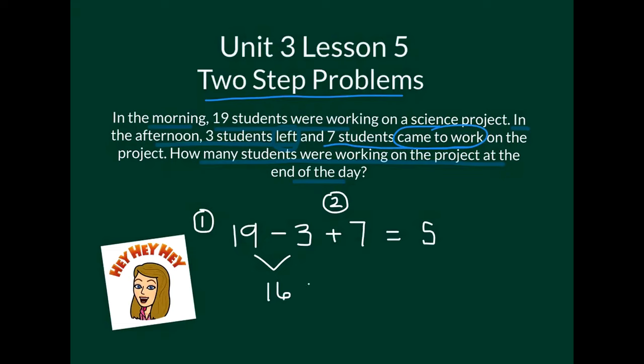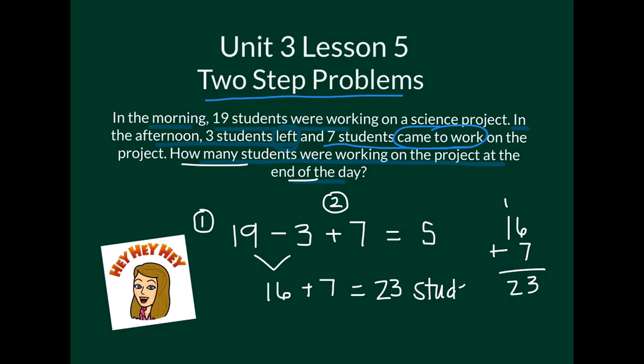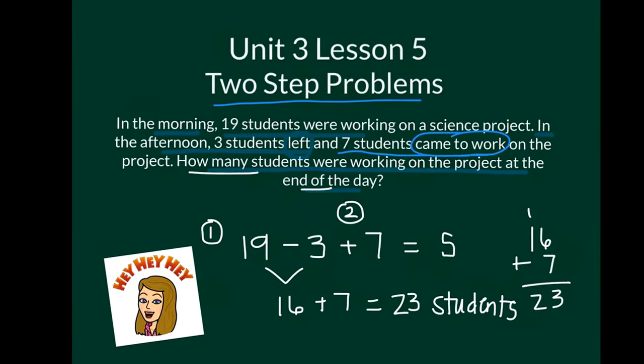Then I'll do my second step here, 16 plus 7, and that will give me the total amount that I'm looking for to answer my question, which is how many students were working on the project at the end of the day. So 16 plus 7 gives me, if I show the work off to the side here, 7 plus 6 is 13. Carry my 1. 1 plus 1 is 2. So there are 23, and I'll write the label students working on the project at the end of the day. So this one had 2 steps to solve.